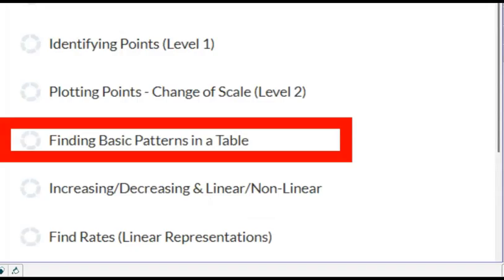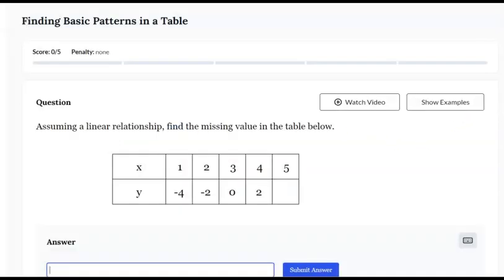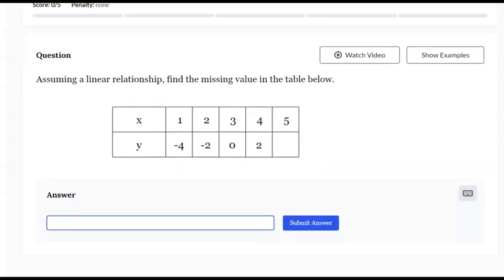Okay, next topic. Finding basic patterns in a table. In this question, they're telling you that this is a linear relationship shown in this chart.